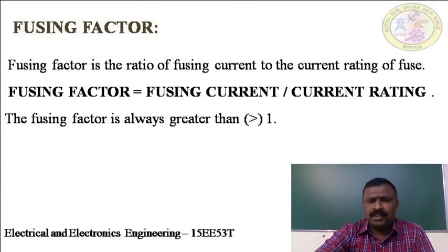The fusing factor is the ratio of fusing current to the current rating of the fuse. Therefore, the fusing factor is the fusing current divided by the current rating. The fusing current is always more than the current rating of the fuse, so the fusing factor is always more than 1.